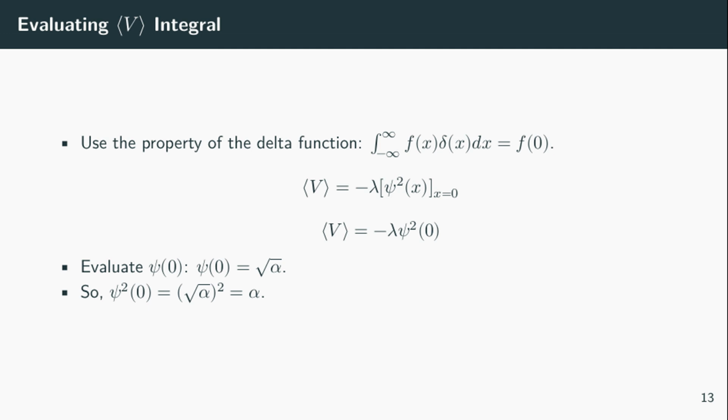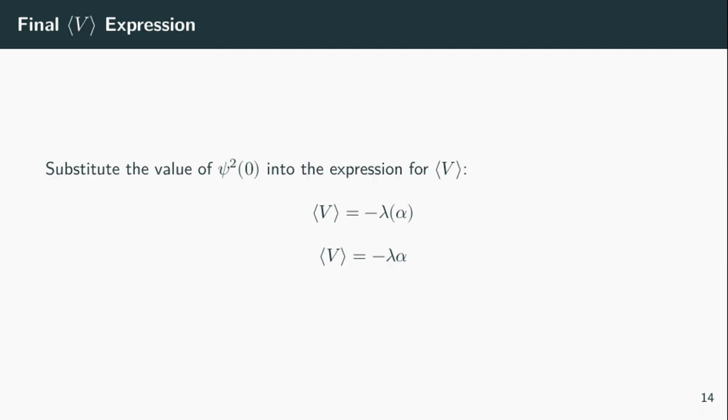Again, we use the property of the delta function. The integral from minus infinity to infinity of any function, f of x times delta of x dx, is just f of 0. In this case, our function f of x is psi squared of x. So the integral of psi squared of x times delta of x dx is just psi squared evaluated at x equals 0. Thus bracket V equals minus lambda times psi squared at 0. We already found that psi at 0 is the square root of alpha, so the square of the square root of alpha is simply alpha. Substituting that back in, the potential energy expectation value is bracket V equals minus lambda times alpha.